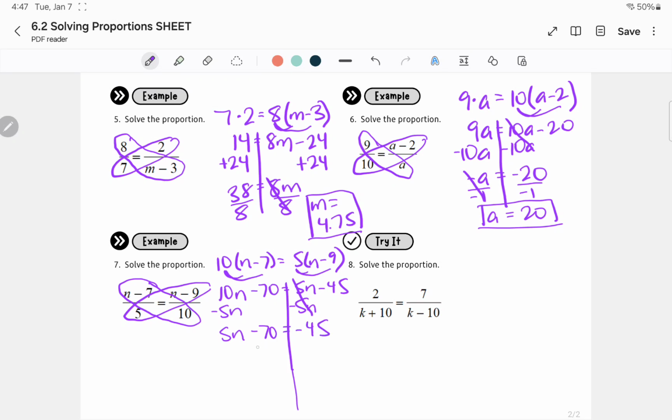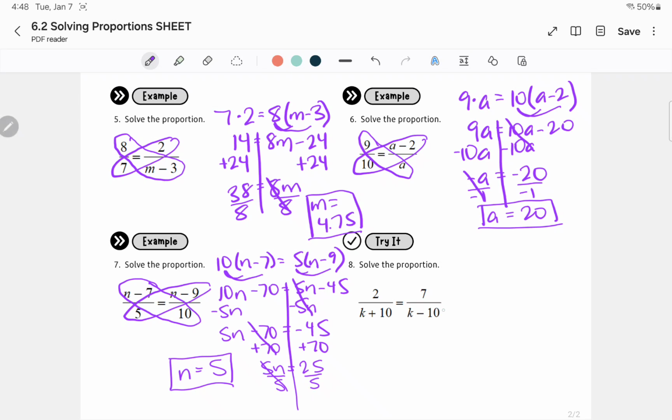And now I have a two-step equation. So add 70 to both sides. That leaves me with 5n. 70 minus 45 is 25. And now I'm dividing both sides by 5. So n is equal to 5. So now go ahead and pause the video. Try number 8 on your own, and we'll review it in just a second.